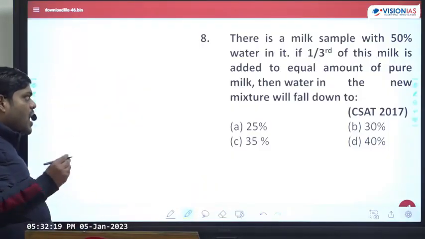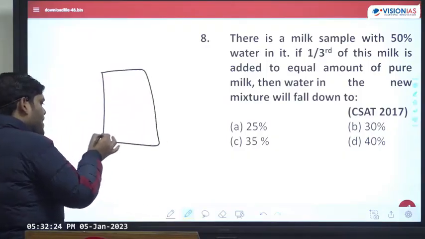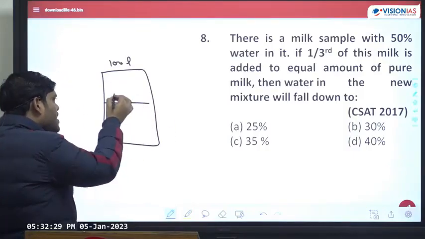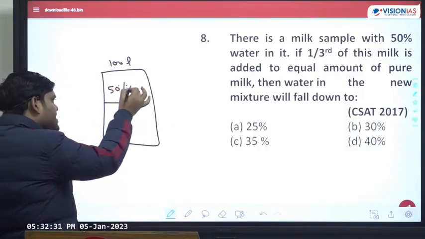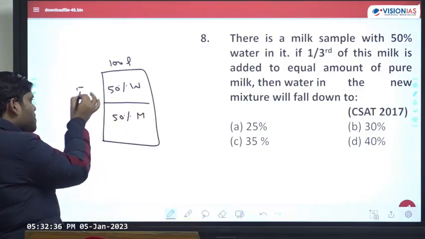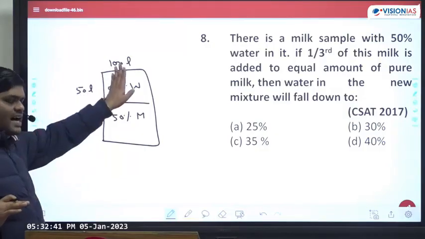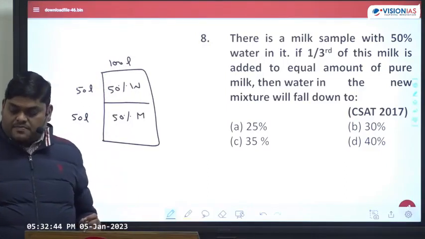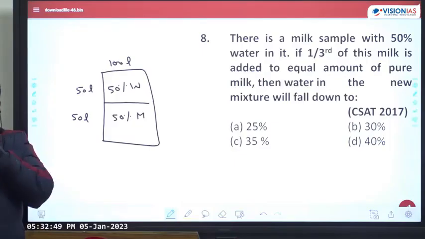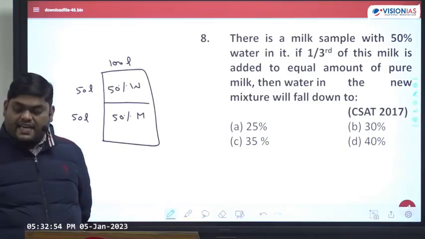What is the question? A milk sample with 50% water. So what will we take? Let the sample be of 100 liter and this has 50% water. That means 50% is water and 50% is milk content. That means 50 liter is water and 50 liter is milk, and we have taken 100 liter. You can take any number.